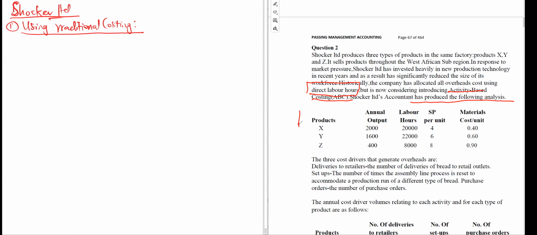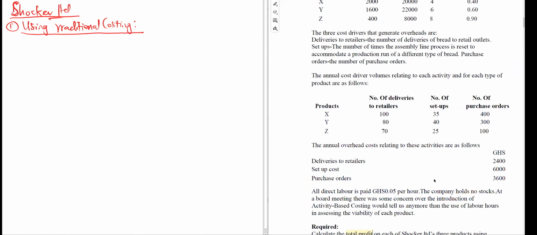We cannot see this information. Start from here. Okay. The 3 cost drivers that generate overheads are deliveries to retailers, the number of deliveries of bread to retail outlets; setups, the number of times the assembly line process is reset to accommodate a production run of a different type of bread; and purchase orders, the number of purchase orders. The annual cost driver volumes relating to each activity, and for each type of product, are as follows.